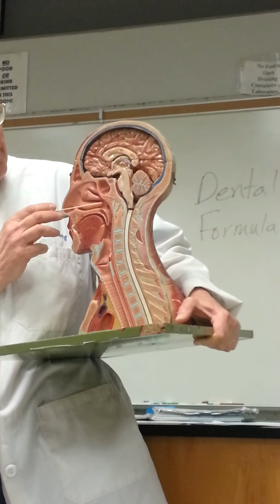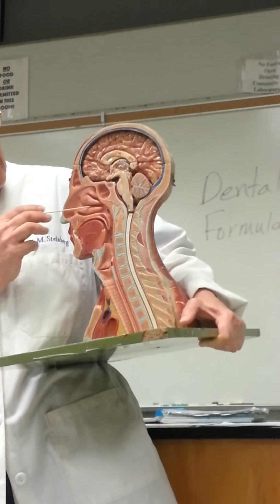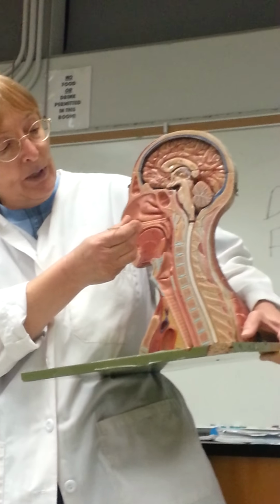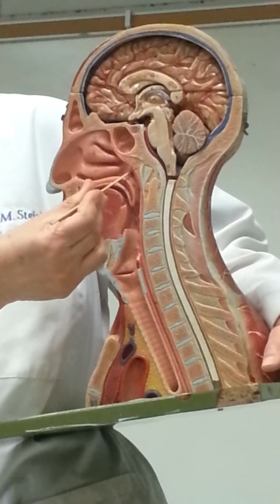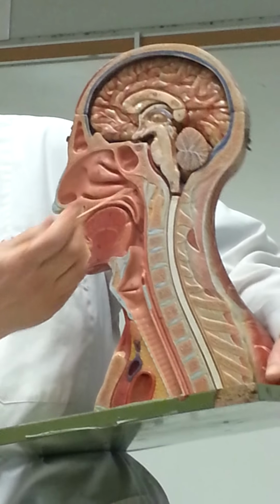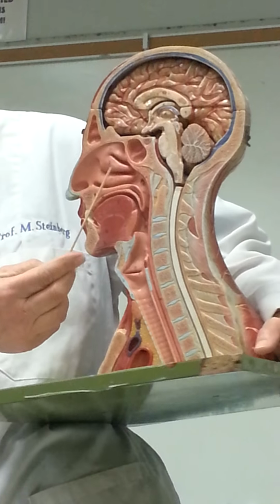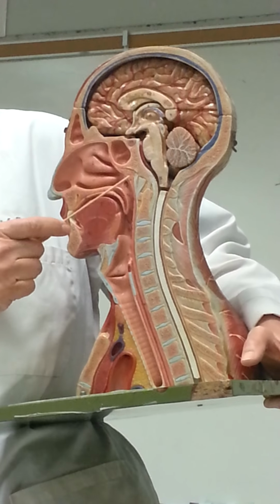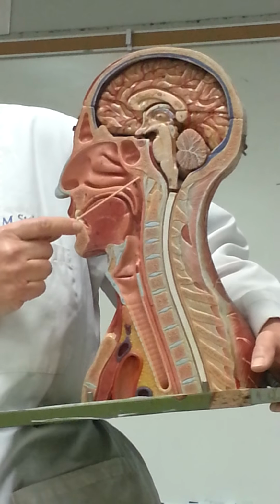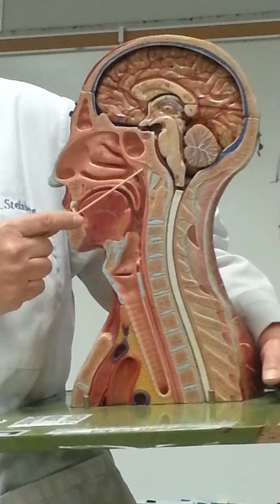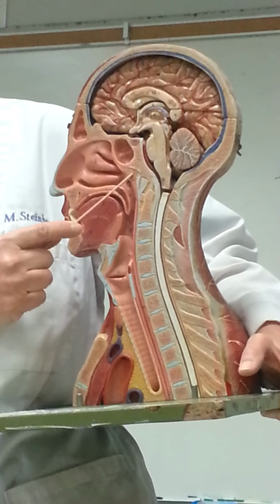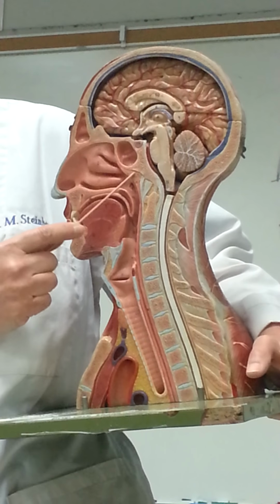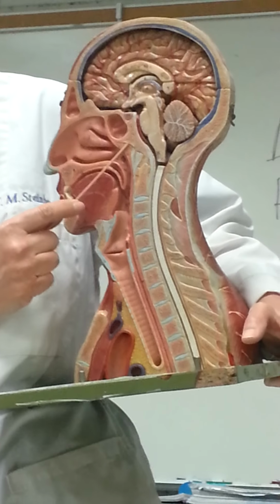At the back of the nasopharynx, which is behind the nasal cavity, we have the opening of the eustachian tube that goes to the middle ear. And so that's what equalizes the pressure on both sides of the tympanic membrane. At the very back of the nasopharynx, this granular looking material here represents the pharyngeal tonsil. So the pharyngeal tonsil is found in the back of the nasal cavity.